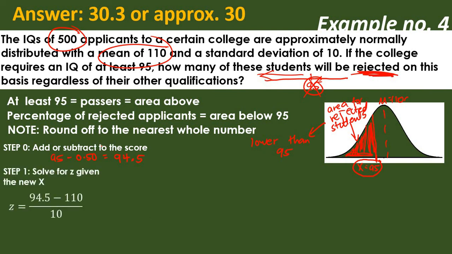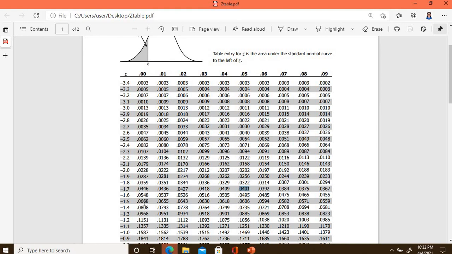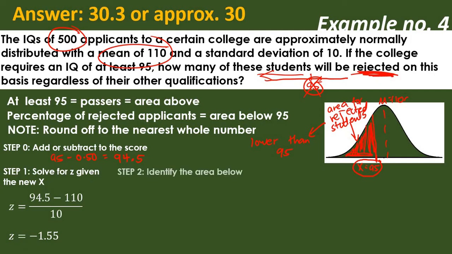So we can now do the usual, solve for z. That will be 94.5, the new value that we are going to use, minus the mean 110 and standard deviation of 10. The z will now be exactly equal to negative 1.55. So again, we refer to the z table and find the area of negative 1.55 as z. Negative 1.55 will now have an area 0.0606. So the area below 95 or lower than 95 is 0.0606 or 6.06%. That is the shaded area.